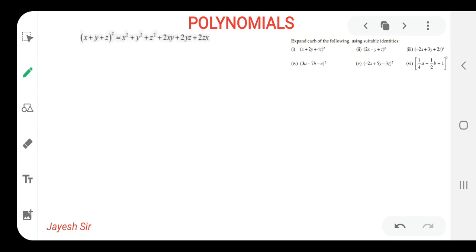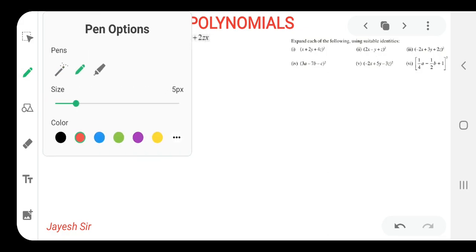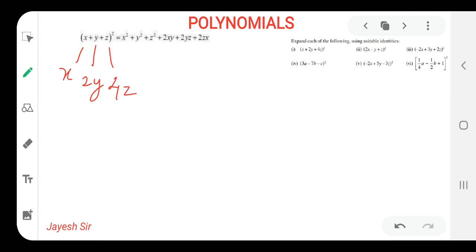So let's begin with the first sum. What is our first sum? x plus 2y plus 4z the whole square. This is our question. So we will directly begin with the right hand side, as the question is already written on the left hand side. You can try to relate it: the value of x is x, the value of y is 2y, and the value of z is 4z. Yes friends, I have told you this. I hope you all are getting it easily. So let's begin solving with the right hand side directly.